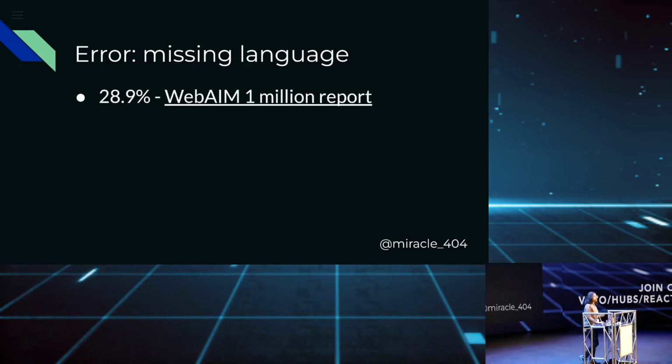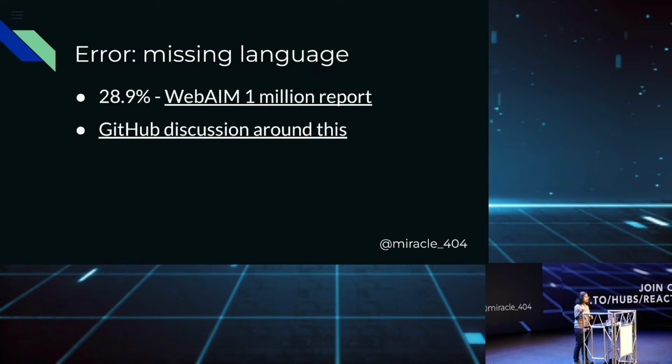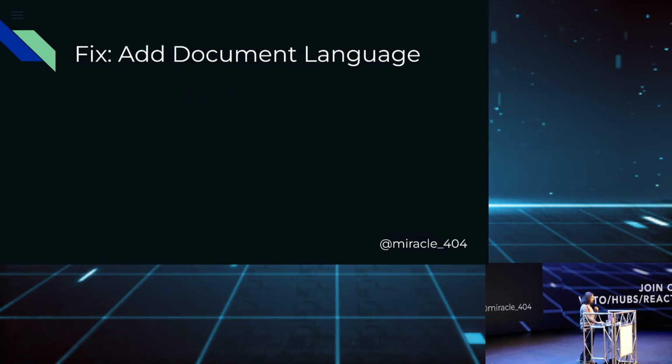So what is this error? Missing language, right? This is actually a very common error. WebAIM does the Million report, where they take the top 1 million websites of the world and audit their home pages for accessibility issues. And 28.9% of those home pages have this error. There's also a very nice GitHub discussion around this topic. I will share the slides after the talk, so you can take a look at all the links. So how do we fix this issue?